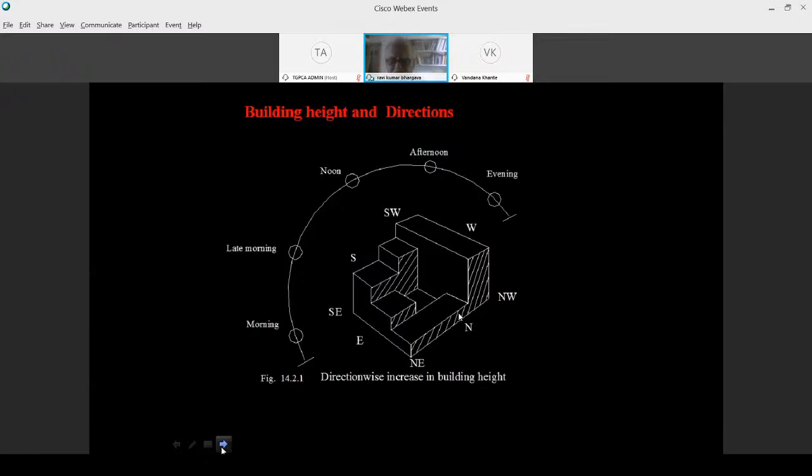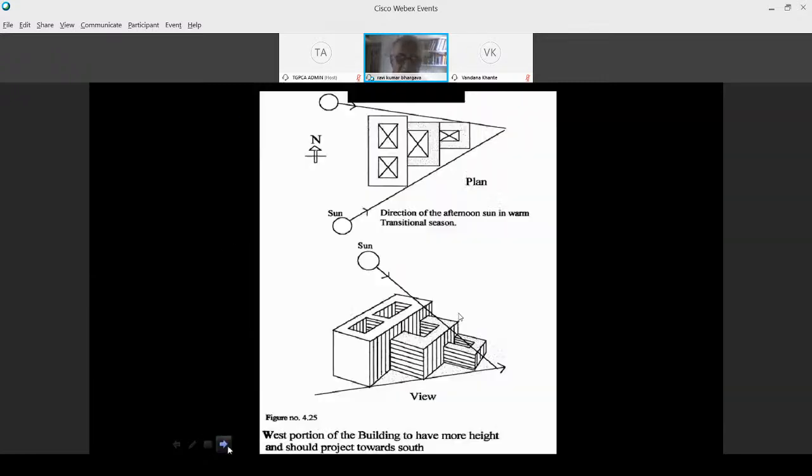Whatever is the front portion, I am calling the eastern part. The next part will project out slightly towards south, then the next, up to the extreme western part. As we proceed towards west, each part of the building should project out a little more towards south to provide mutual shading on the facade of the portion of the building in front of it. I will show you this in another slide.